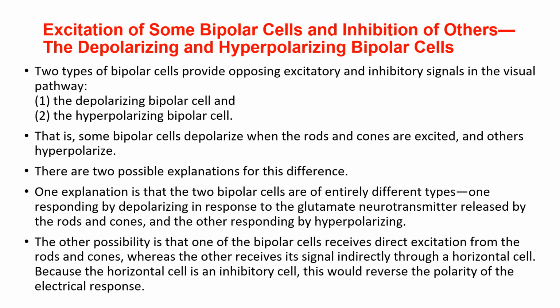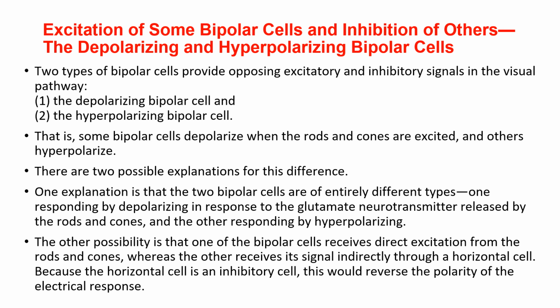Excitation of some bipolar cells and inhibition of others: the depolarizing and hyperpolarizing bipolar cells. Two types of bipolar cells provide opposing excitatory and inhibitory signals in the visual pathway: 1, the depolarizing bipolar cell, and 2, the hyperpolarizing bipolar cell. That is, some bipolar cells depolarize when the rods and cones are excited, and others hyperpolarize. There are two possible explanations for this difference.